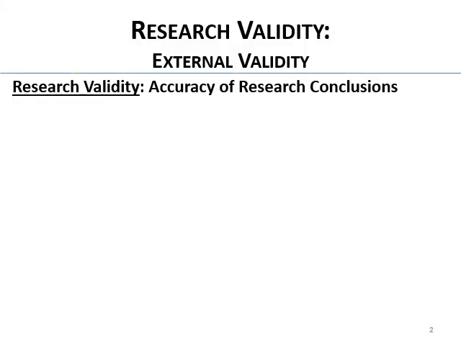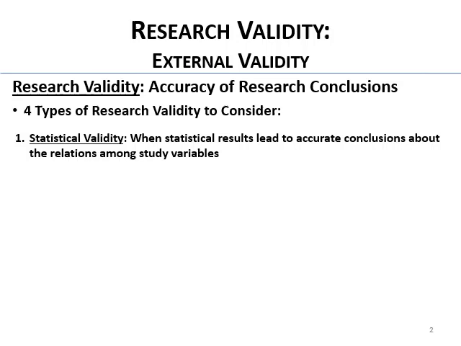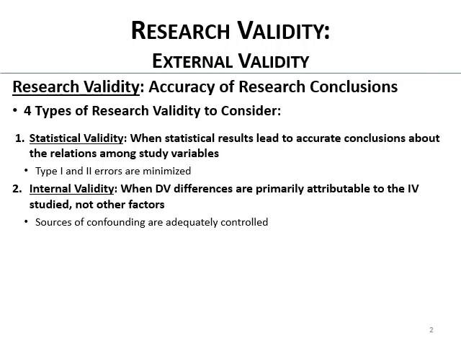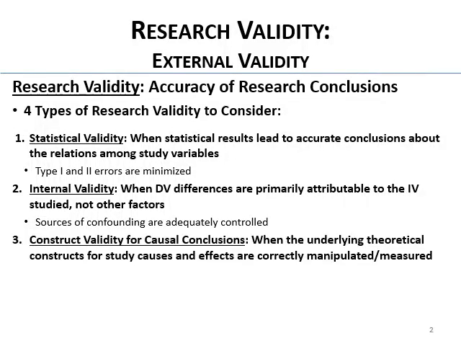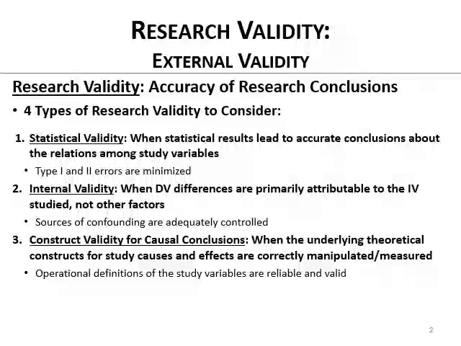So, remember, we've been going through this series on research validity. A study has research validity when you get to the end of it and you make accurate conclusions based on your research about what's going on, the relationships between your variables. And there were four pieces to that. There was statistical validity, which was minimizing your type 1 and 2 errors. Internal validity, which was reducing sources of confounding. There's construct validity for causal conclusions, which was operationally defining your variables in ways that are valid and reliable. That's measuring and manipulating things. And we've got the final one tonight.